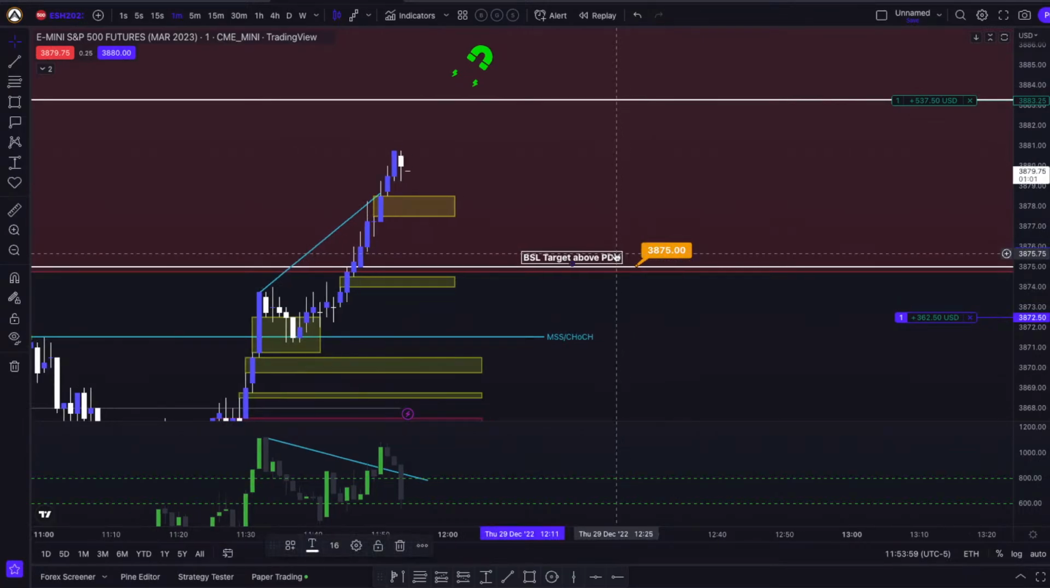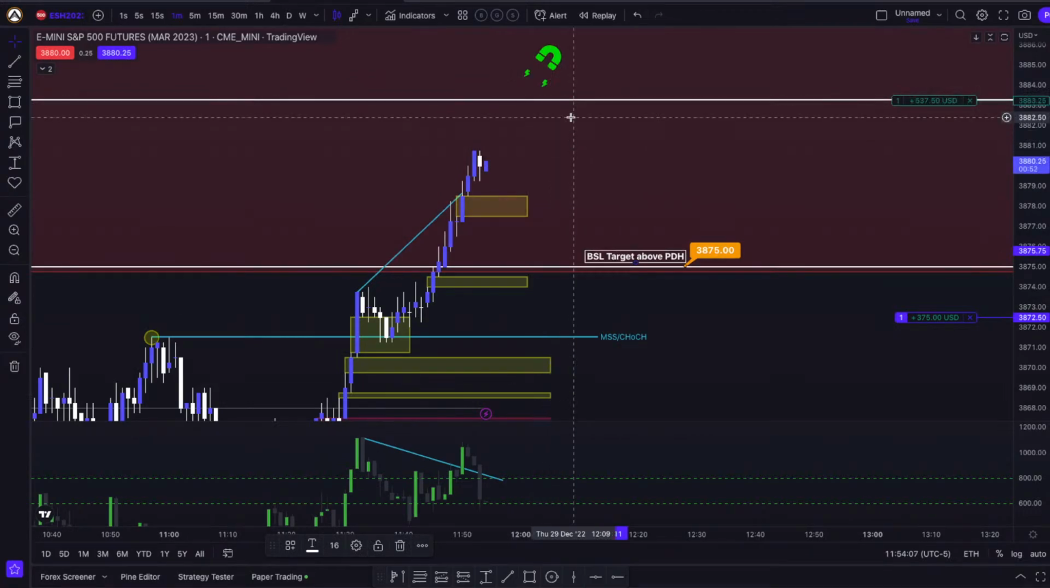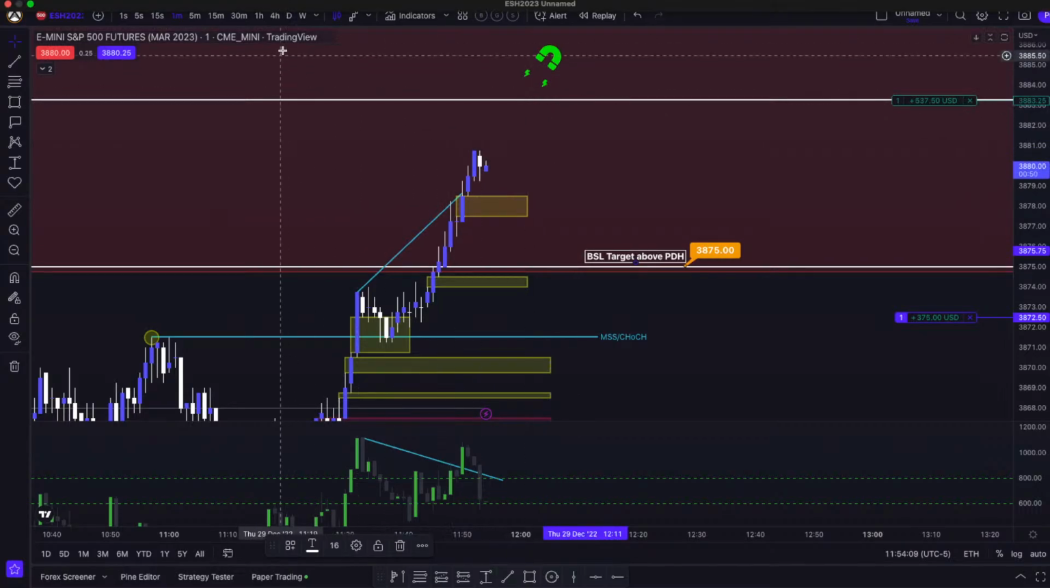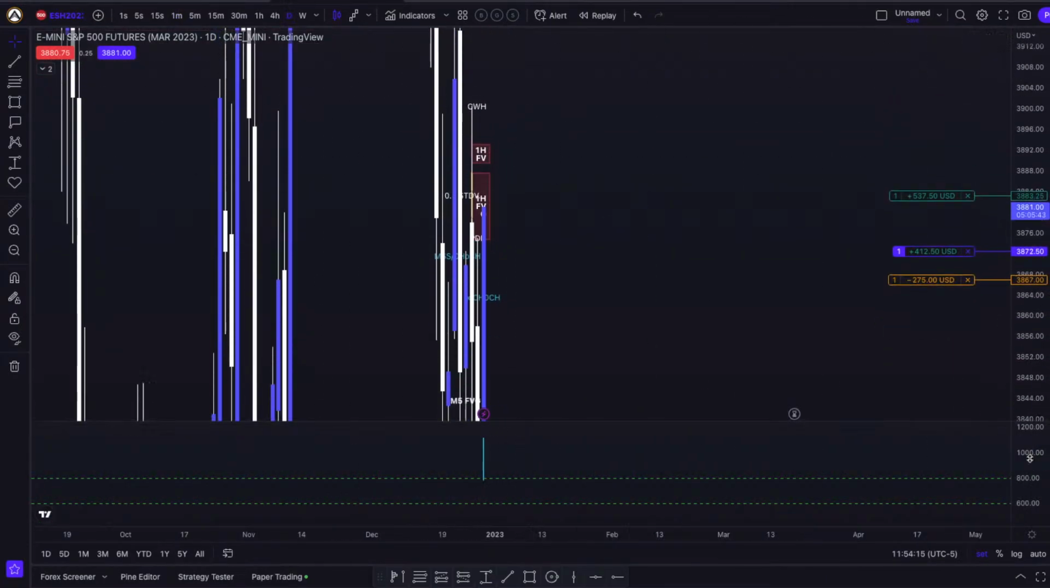Very similar to red, but we will see. Buy side liquidity above our previous day high. As soon as we reach this level, we're inside an hourly fair value gap, also a 4-hourly fair value gap. I'm not sure about the daily, to be honest. I forgot about the daily. Let's quickly check. Daily fair value gap.